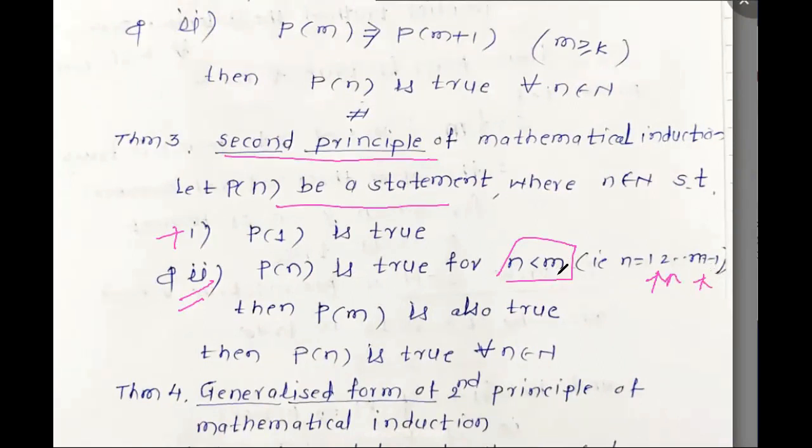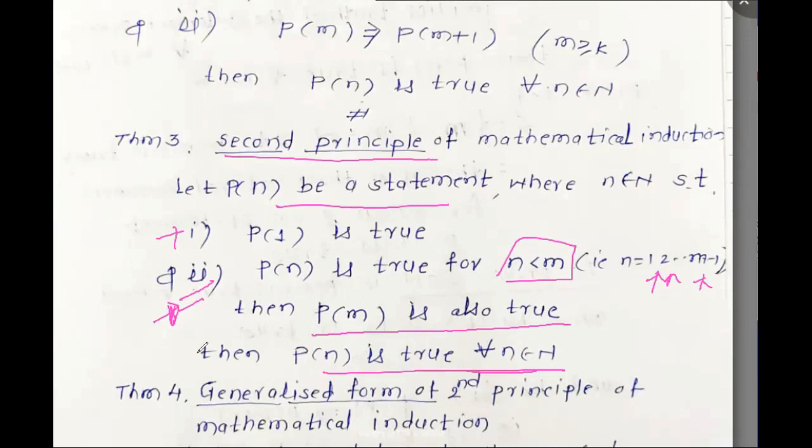So it is true for m minus 1. Then it is also true for the successor of m minus 1, that is, P(m) is also true. If P(n) is true for n less than m, then P(m) is also true. So this is the second condition in the second principle of mathematical induction. So when these two conditions hold, P(n) is true for all natural numbers n.